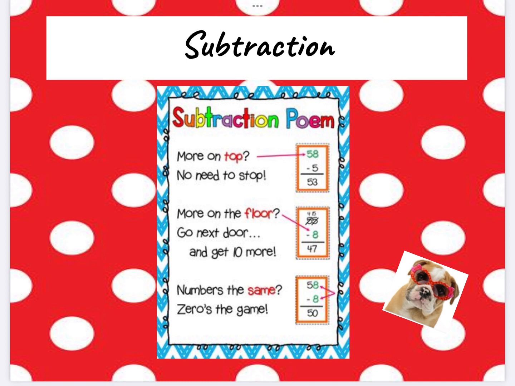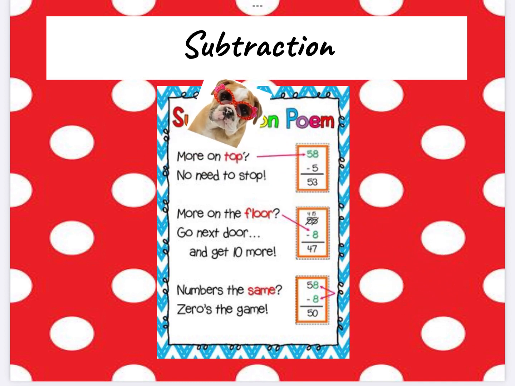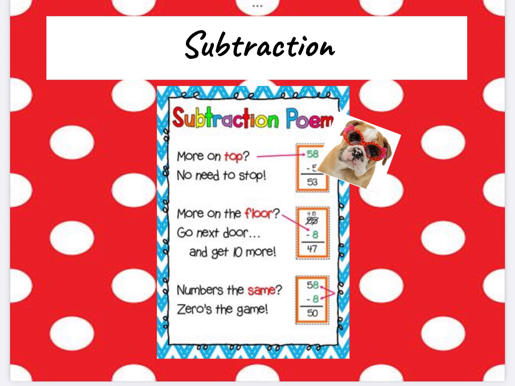Let's review our poem we talked about today. More on the top, no need to stop. So if we have 8 taking away 5, there's more on the top. We don't need to stop. We can just subtract 8 minus 5, which is 3, and 5 minus nothing, which is 5.